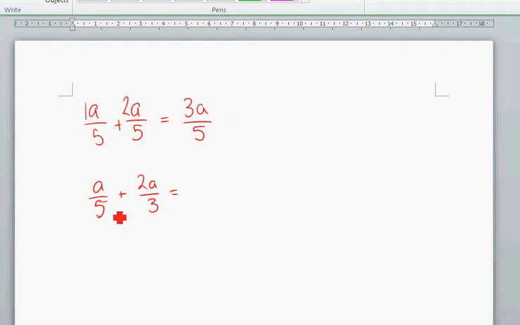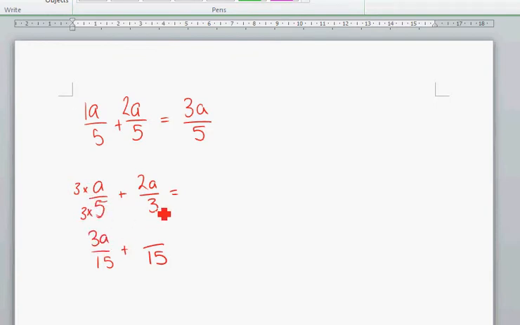When the denominators are different, that's when we need a common denominator. Most often it will be the two denominators multiplied together. 5 times 3 is 15, and what we would do is change both fractions to 15ths. Changing from fifths to 15ths, we need to multiply by 3. So what you do to the bottom line, you need to do to the top line, so that you're not changing the fraction.